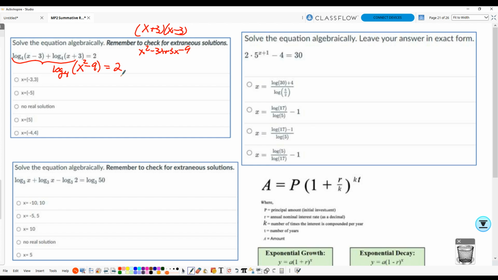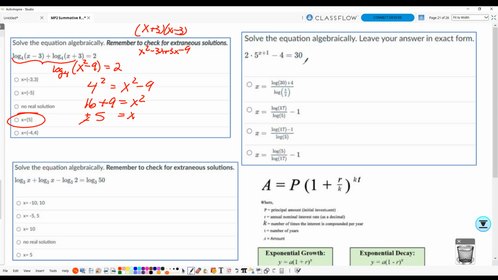Now change from logarithmic to exponential. Base to the exponent, 4 to the 2 equals x squared minus 9. 4 squared is 16. X squared equals 25. The square root of 25 is 5. And we need to remember plus or minus. Then we need to check, do both answers work? Putting in negative 5, I get a negative root. That doesn't work. Putting in the positive 5, it works. So the only answer is x equals 5.